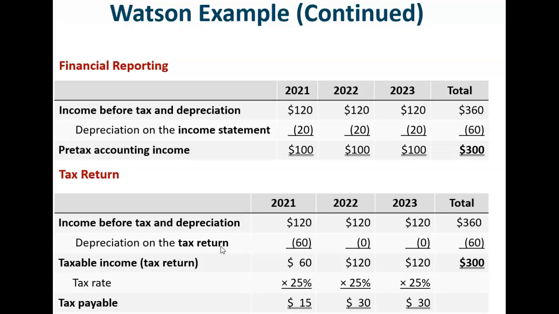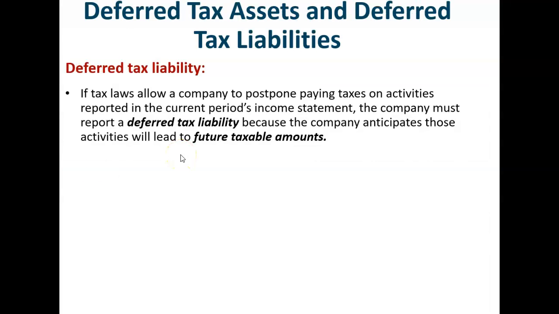That is, income tax expense reported each period in the financial statements should be an amount caused by that period's events and activities, regardless of the period in which the tax law indicates the tax obligation exists. If tax laws allow a company to postpone paying taxes on activities reported in the current period's income statement, the company must report a deferred tax liability, because the company anticipates those activities will lead to future taxable amounts.